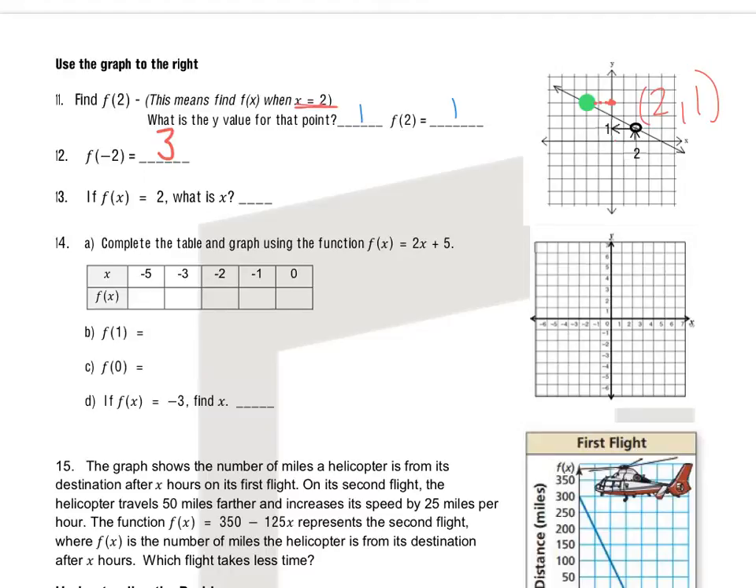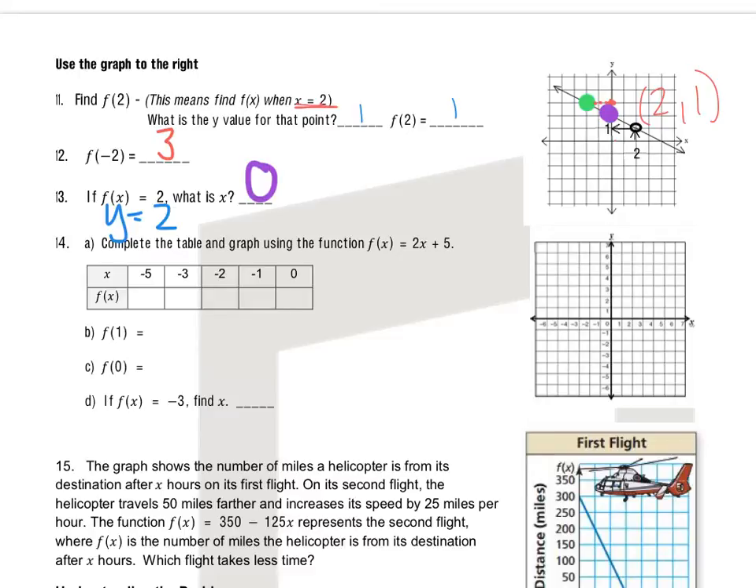And then lastly it says if f of x equals 2, that's the same thing as saying y equals 2. So we're going to go to 2 on the y-axis, which is here. Oh, and there's our point. So we didn't really have to do a lot of searching this time. So we're going to put a point there. And that x value is going to be 0, because that ordered pair is the ordered pair 0, 2.